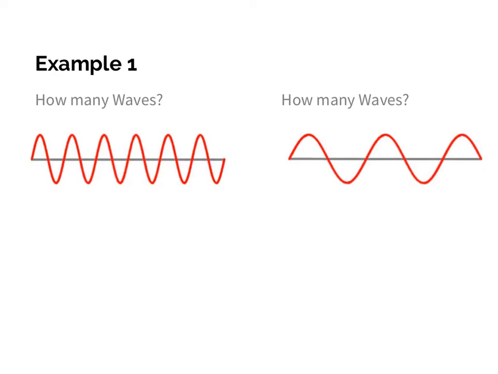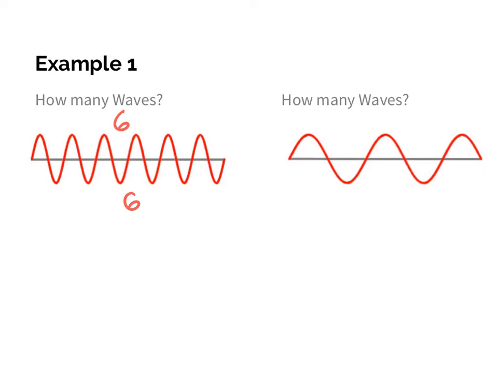So if I want to know the number of waves, one simple way to do it is just to count the number of crests and troughs. So if, say, I have 1, 2, 3, 4, 5, 6 crests, and on the bottom I have the same number of troughs, 1, 2, 3, 4, 5, 6.